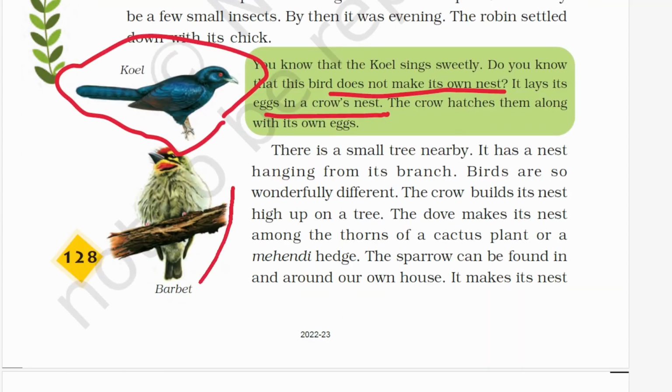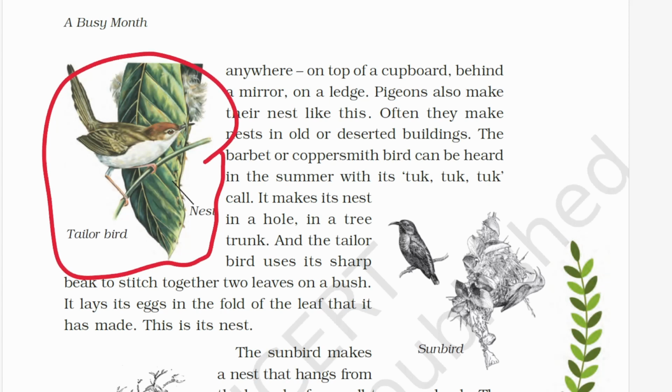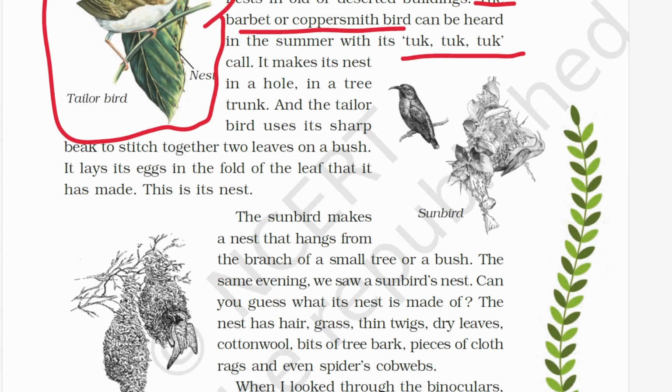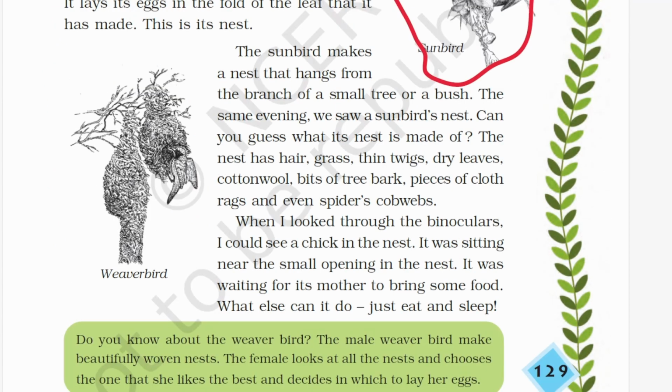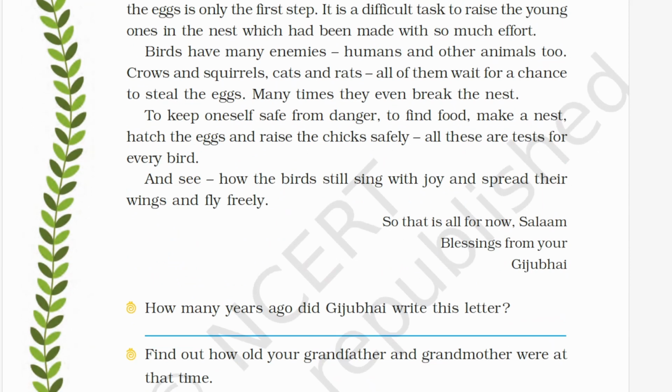Here is the barbet, or the woodpecker. The tailor bird is again reintroduced, who used to stitch his home with leaves. The barbet or the coppersmith bird can be heard making tuk tuk. So this is the same as the woodpecker. This is a sunbird, and the nest hangs from the branches of a small tree. And what all he sees. Let's see this in a PDF form.